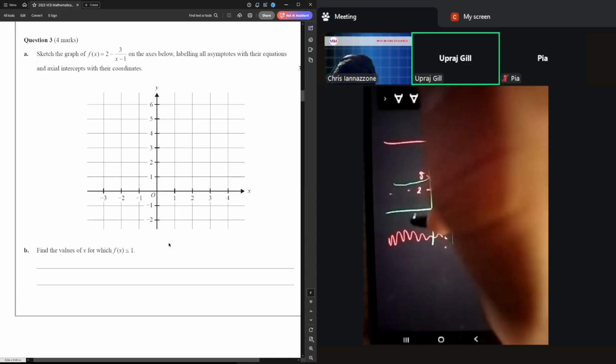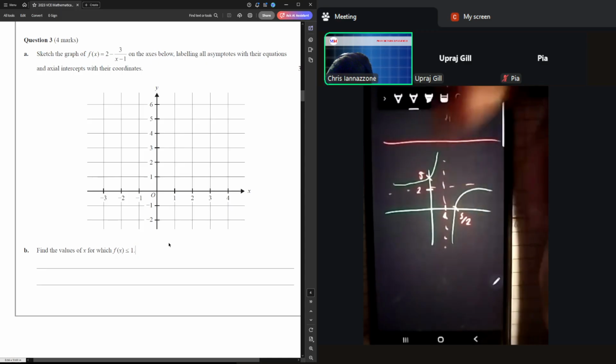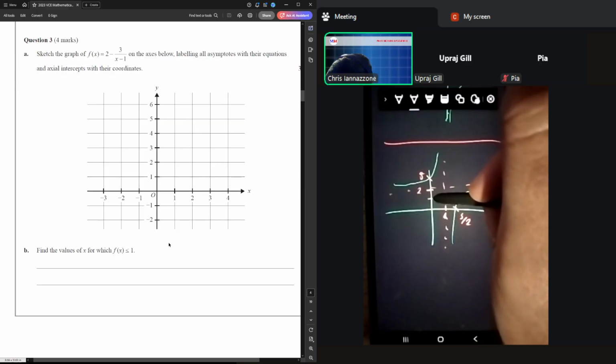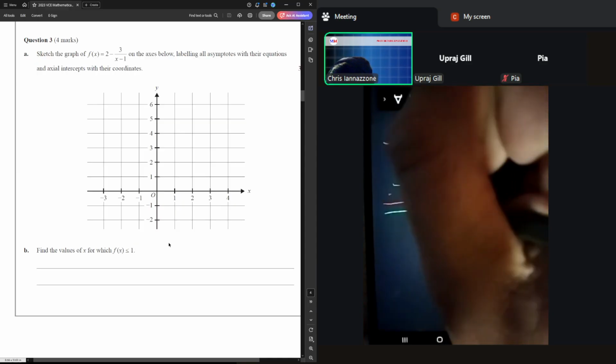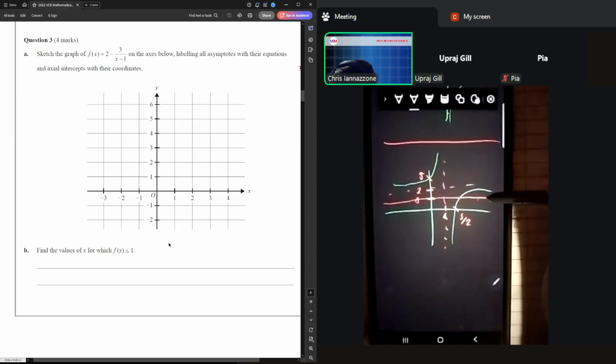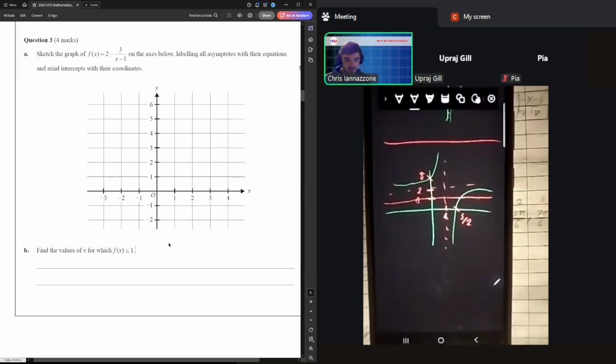That's fine. So this is why I'm saying using the graph can be helpful, because one thing you can do is literally just say, well, 1 is about there. And if I chop that off, I know that I have to be underneath this line. I want to know where my curve is at or below that line.